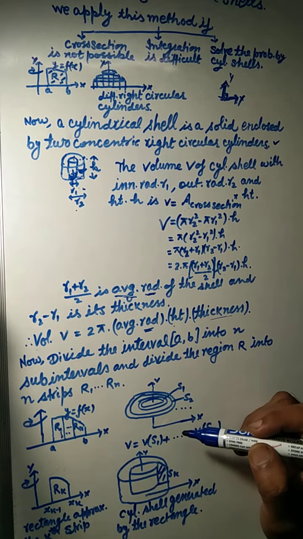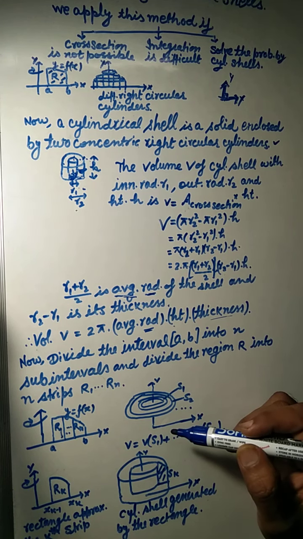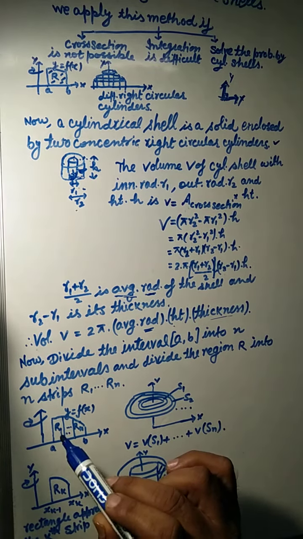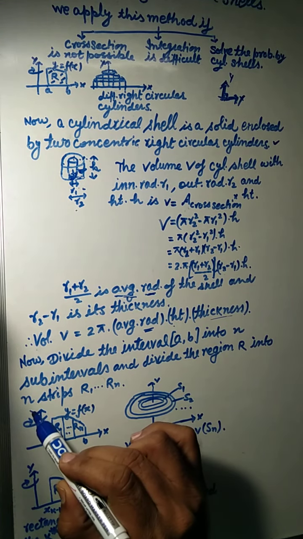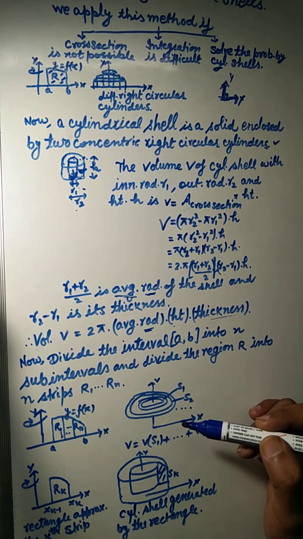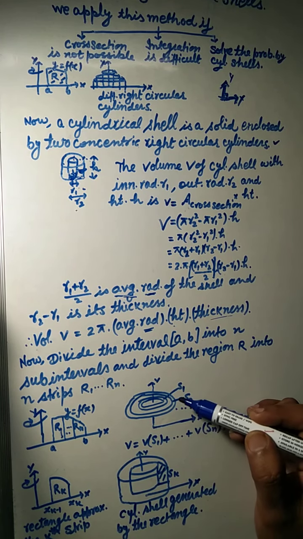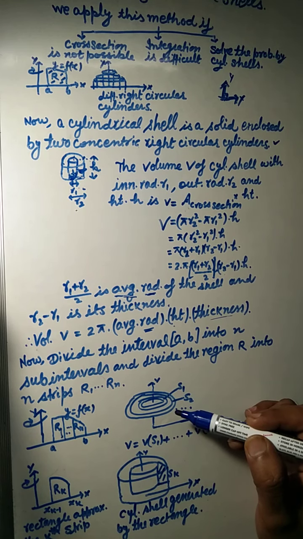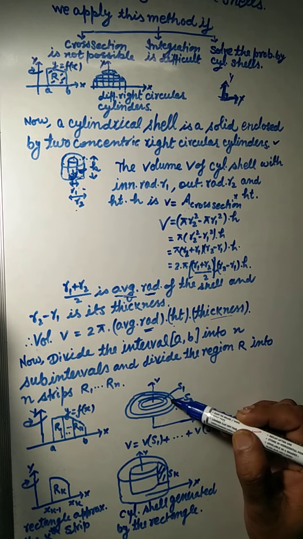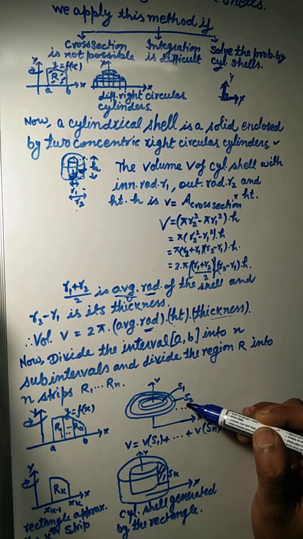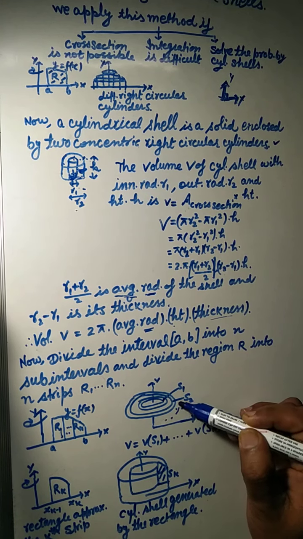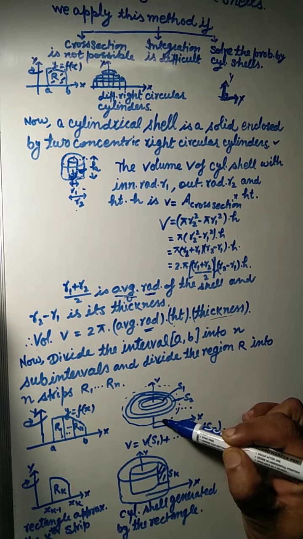And the region R is revolved about the y-axis. These strips generate tube-like solids in this way. This is S1, this is S2 and Sn. In this way, we will obtain Sn.